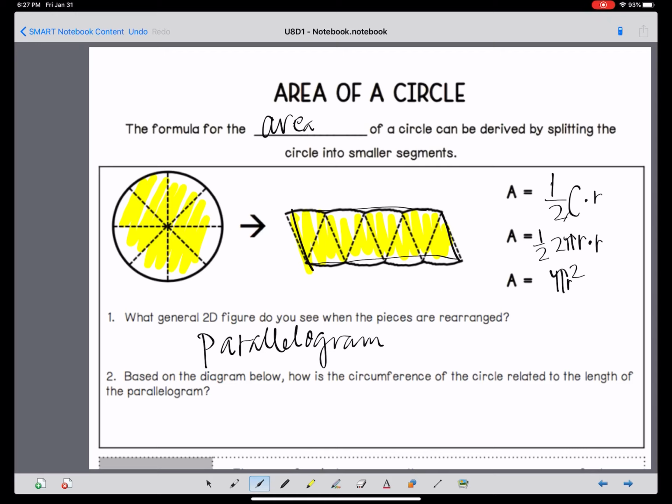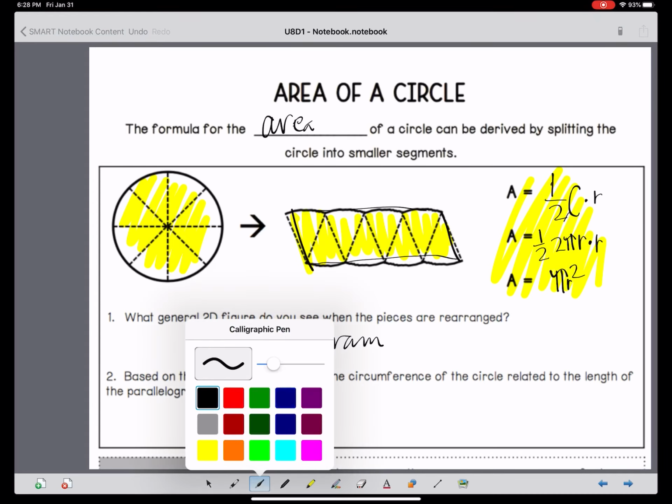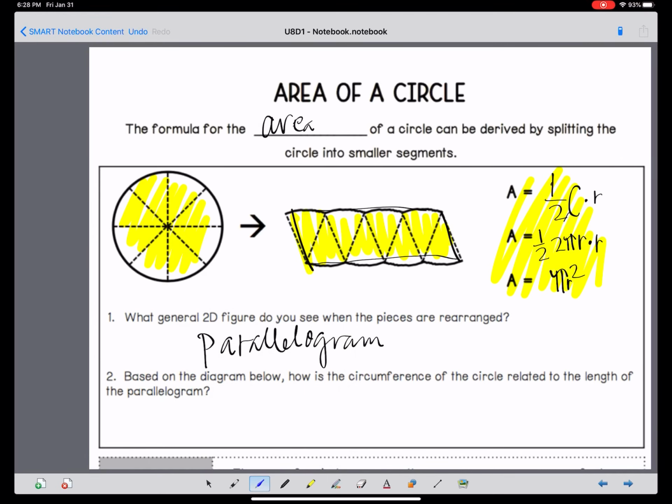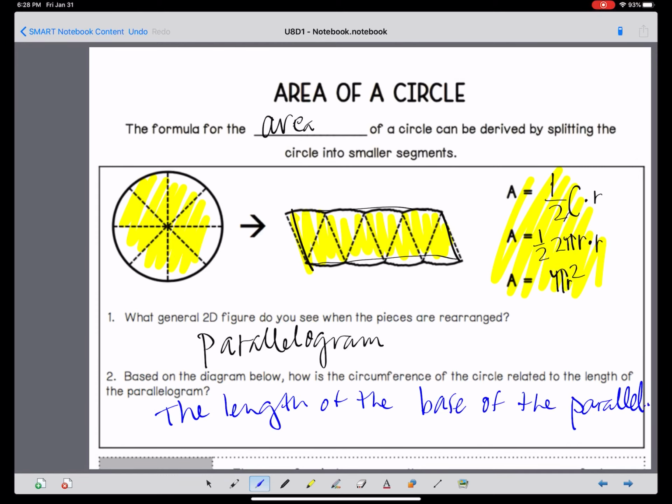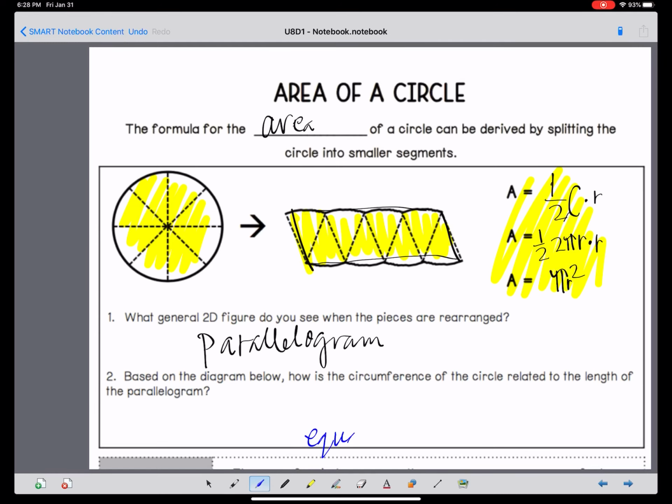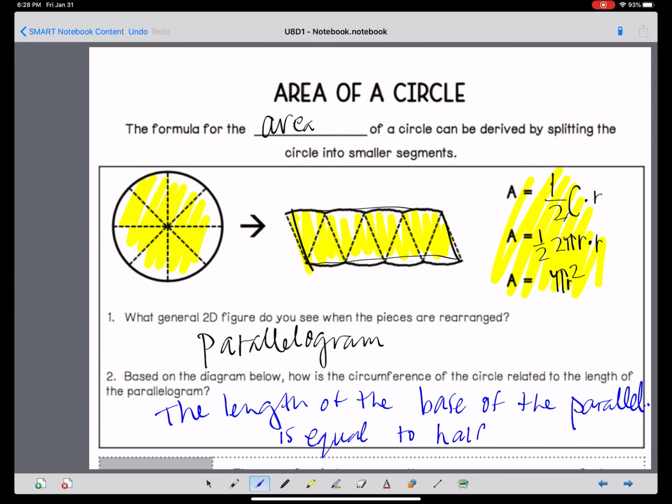So based on the diagram below, and what I just spit out to you, all of this stuff right here, that might not have made so much sense, but just hold on and we will cover everything that you'll need to know to answer your homework. Okay, so based on the diagram below, how is the circumference of the circle related to the length of the parallelogram? Well, the length of the base of the parallelogram is equal to half the circumference.